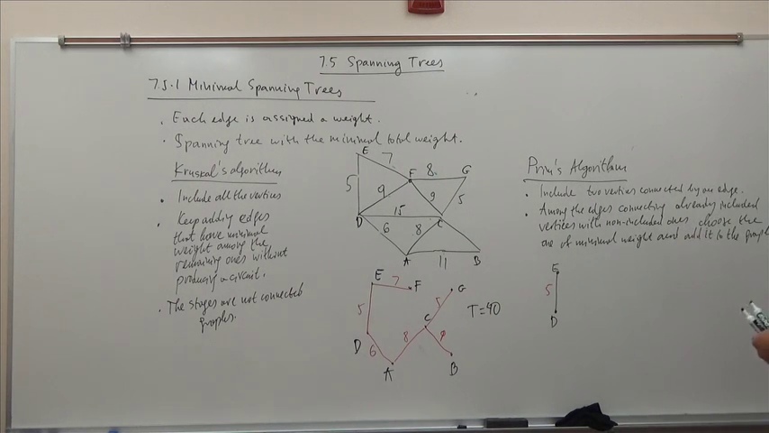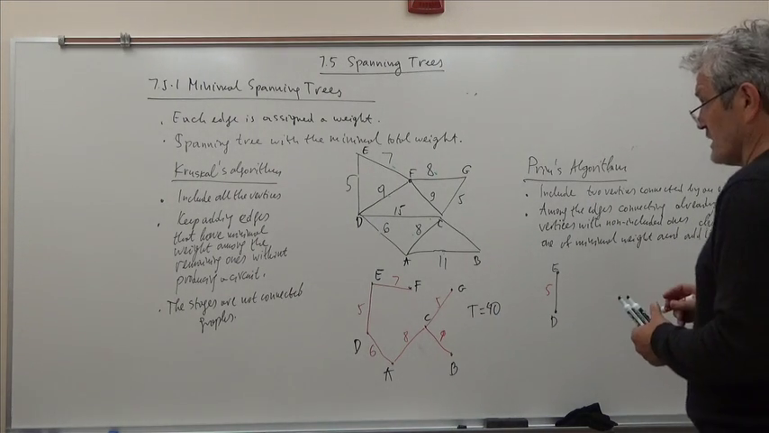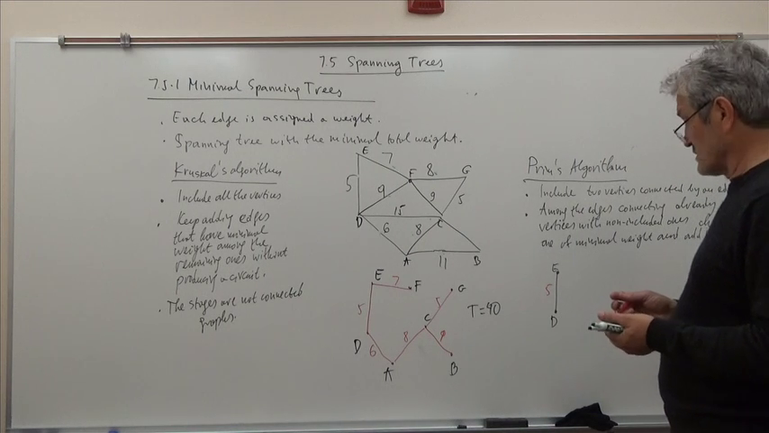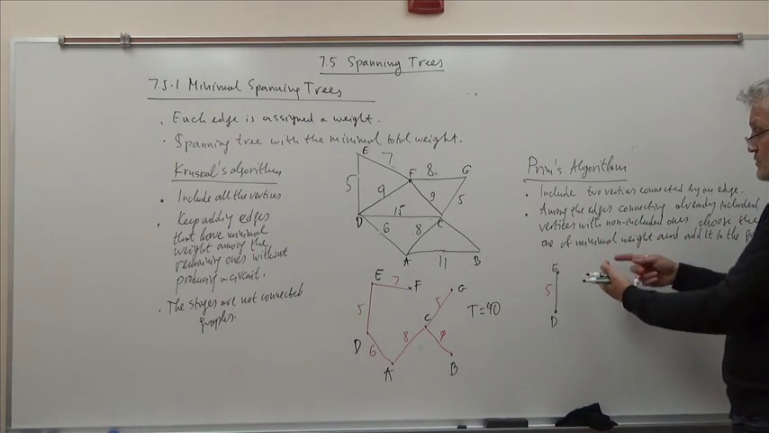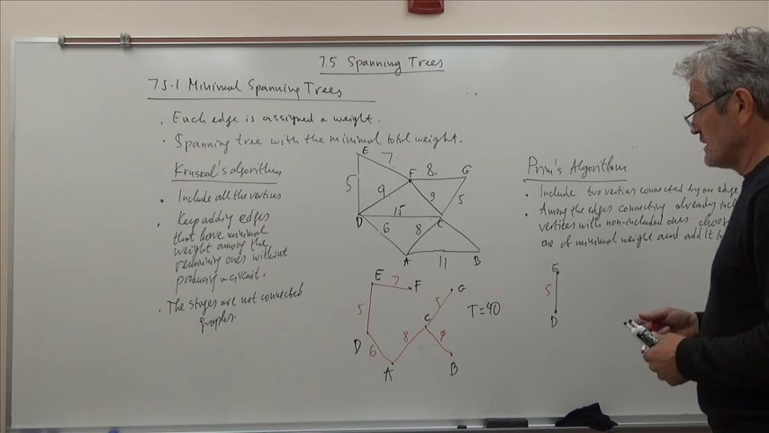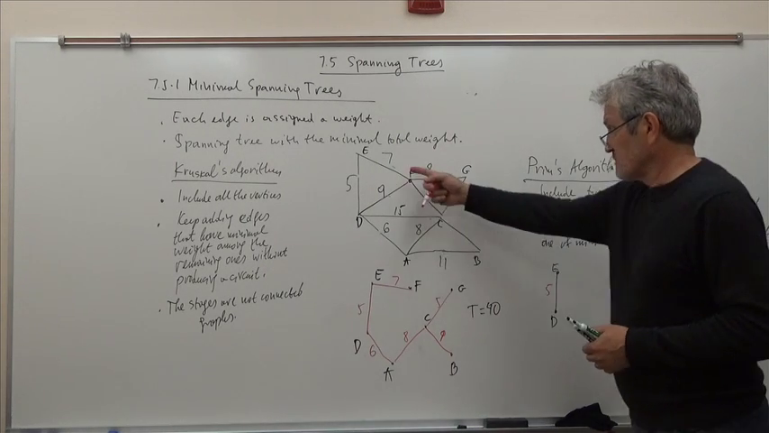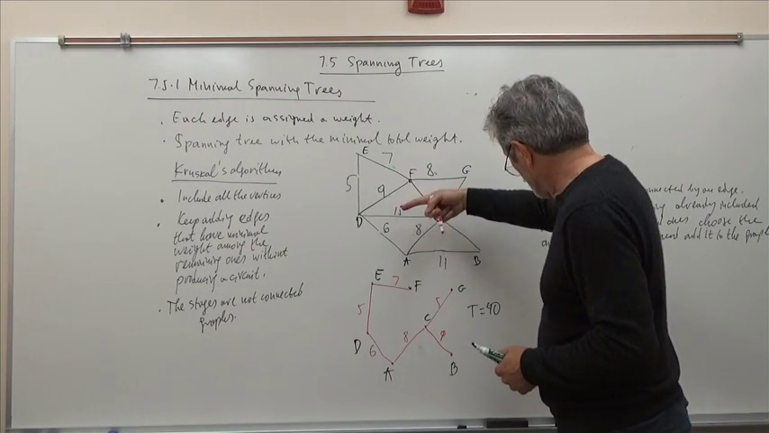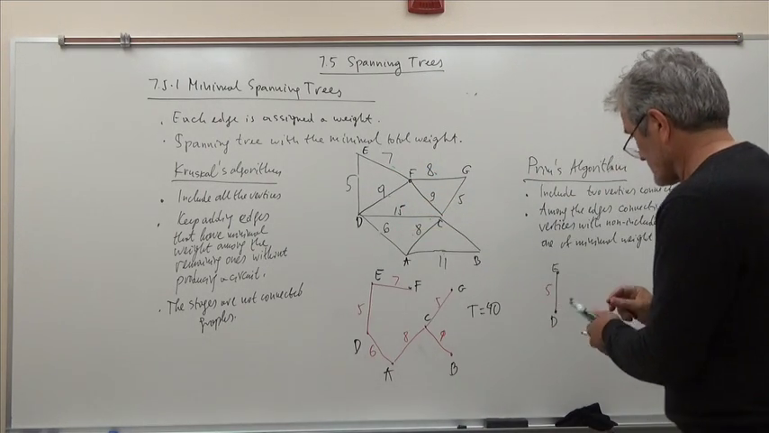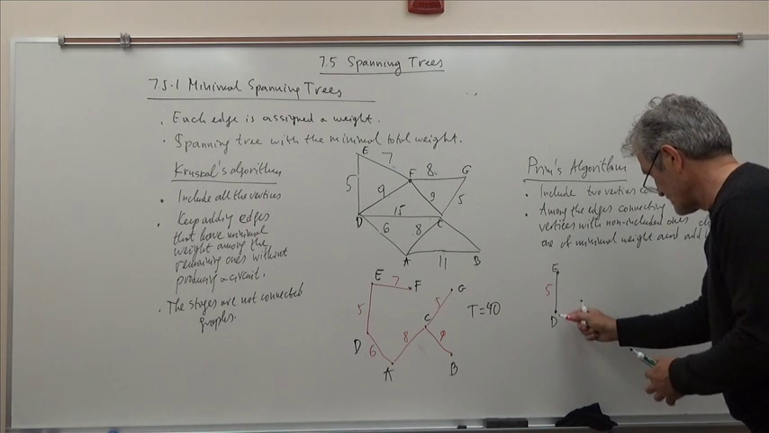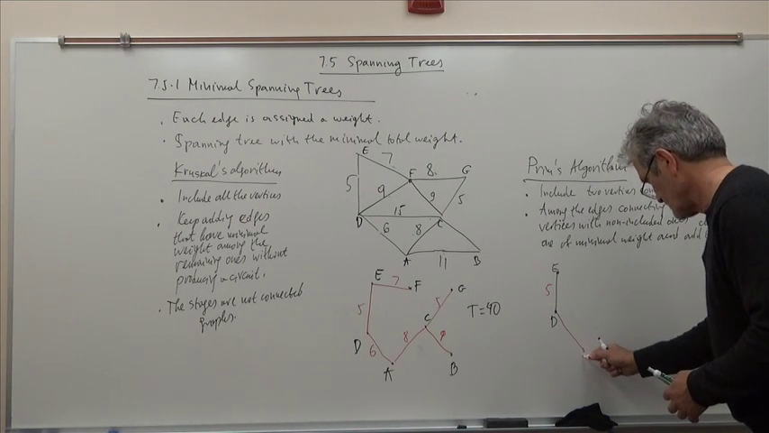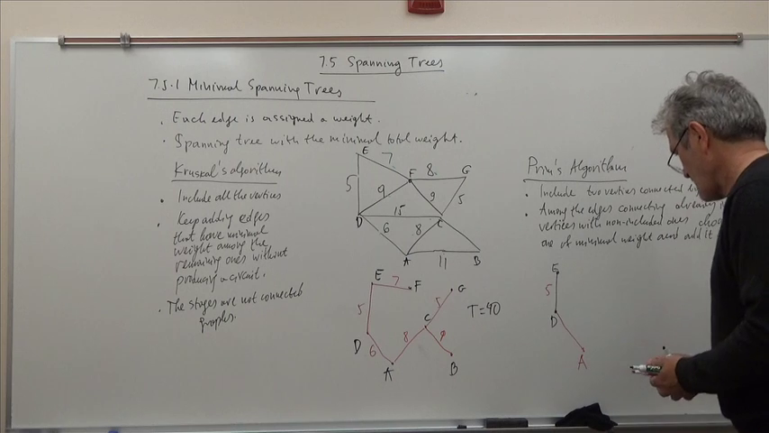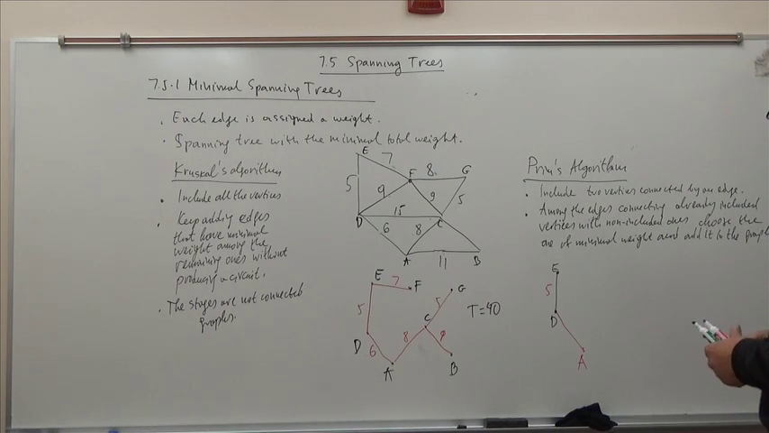Then what do I do? Now I want edges connecting E and D with the rest of the world, because that's what it is. You connect those who are in with those who are out. So the only ones connecting them are this 7, this 9, this 15, and this 6. 6 is obviously the smallest one, so I'll connect here with 6 to A.